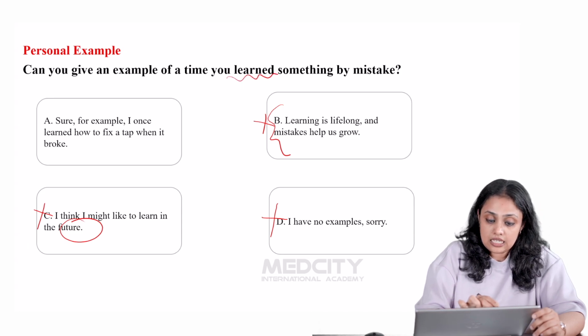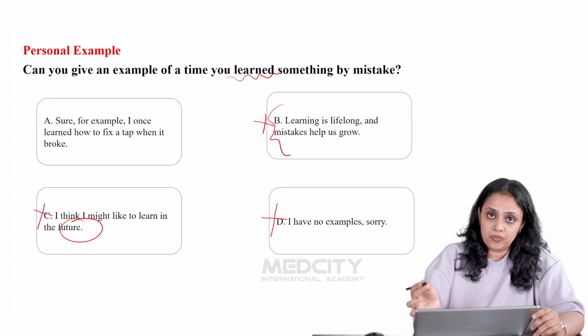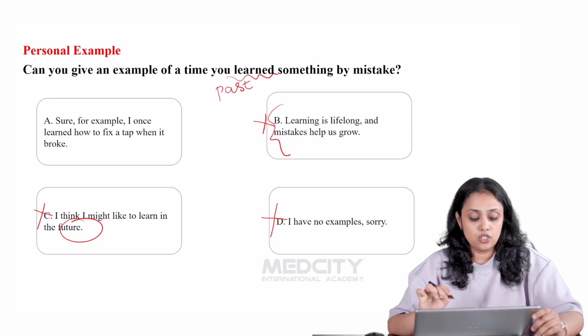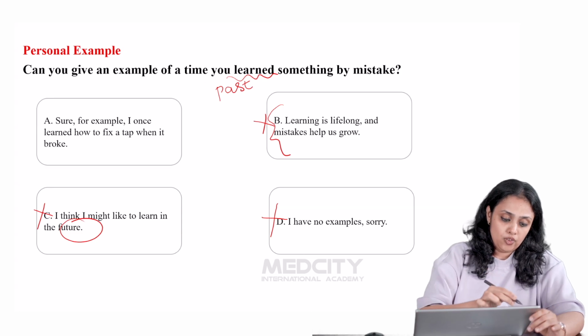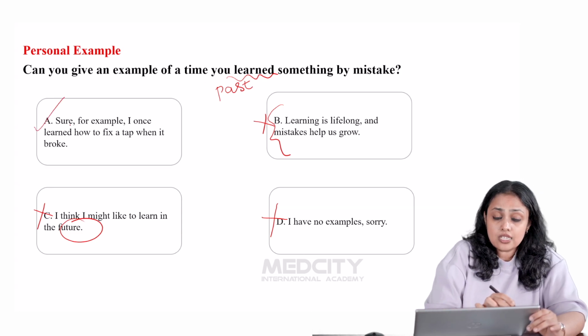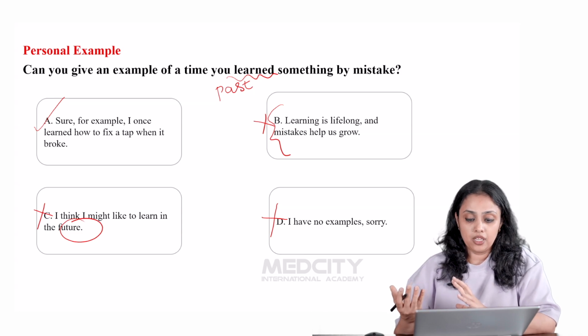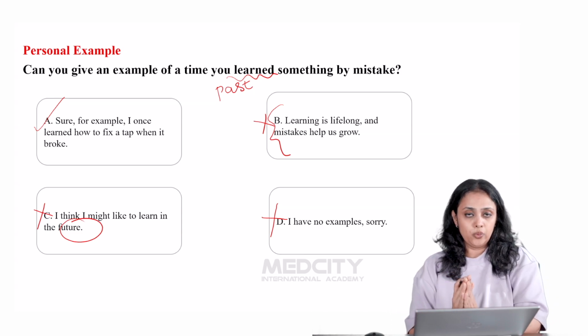past. Example of a time you learned something. They are making a reference to the past, but here the answer starts off by referring to the future. So obviously option A is the right one, and this is the right way to start. Can you give an example of a time you learned something by mistake? So how will you start your response?